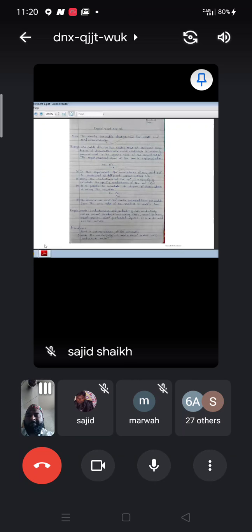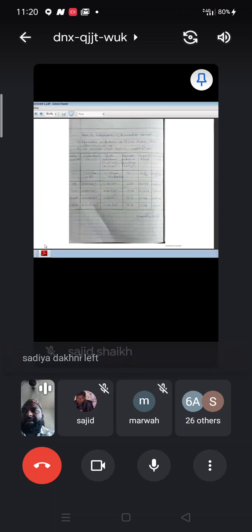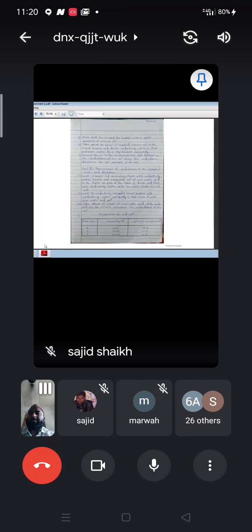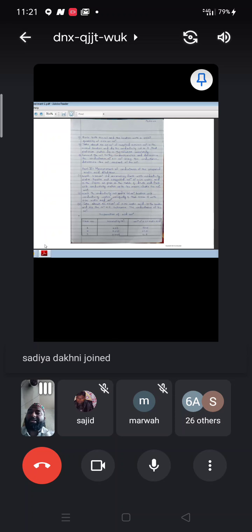Then in the procedure, part 1 is the determination of the cell constant. For this purpose, we have to take the conductivity cell and the beaker. We have to wash them with the help of the conductivity water. Then rinse both the conductivity cell and the beaker with the help of the 0.1 normal KCl solution. Then take about 50 to 60 cm cube of the KCl solution in the beaker and dip the conductivity cell in it so that the platinum plates dip in the solution completely. Then connect the cell to the conductometer and determine the conductance of that solution, which will help you in the calculation of the cell constant.